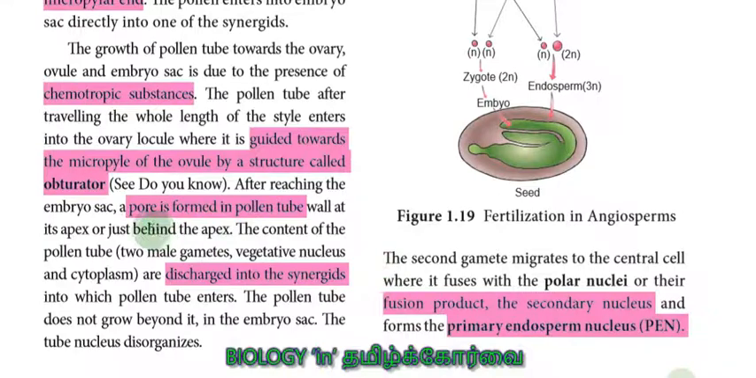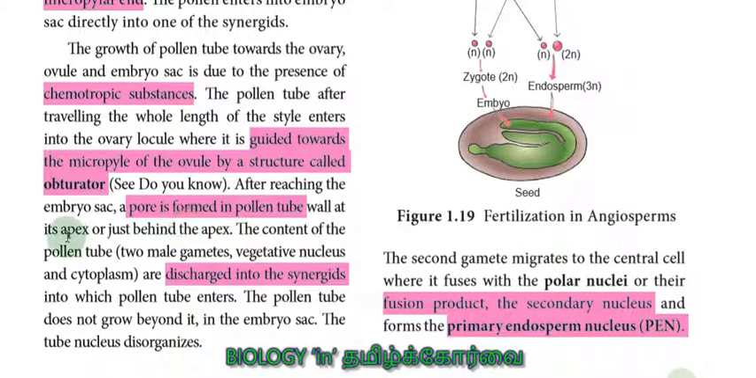Now, the obturator is over here. So the question may be asked based on the obturator after reaching the embryo sac. What is reaching the embryo sac? The pollen tube is reaching the embryo sac. A pore is formed in the pollen tube. Pore means opening, in order to discharge all its content.